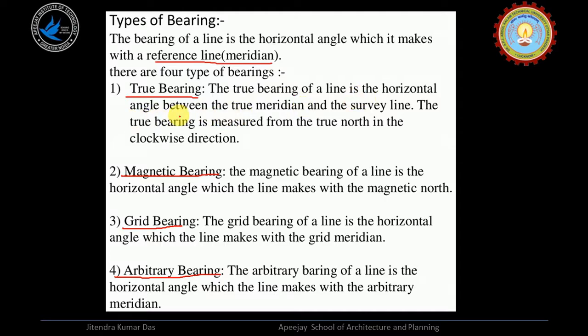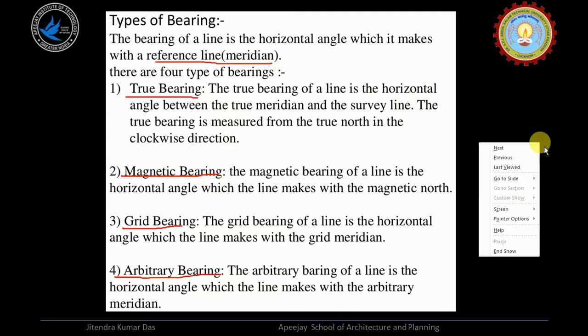The true bearing of a line is the horizontal angle between the true meridian and the survey line. The true bearing is measured from true north in the clockwise direction. The magnetic bearing of a line is the horizontal angle which the line makes with the magnetic north. Grid bearing: the grid bearing of a line is the horizontal angle which the line makes with the grid meridian. Arbitrary bearing: the arbitrary bearing of a line is the horizontal angle which the line makes with the arbitrary meridian.